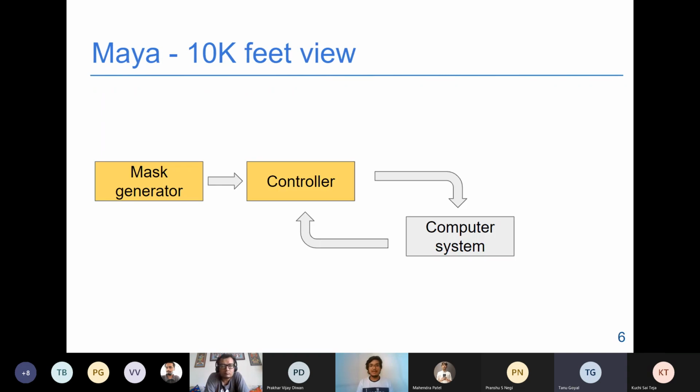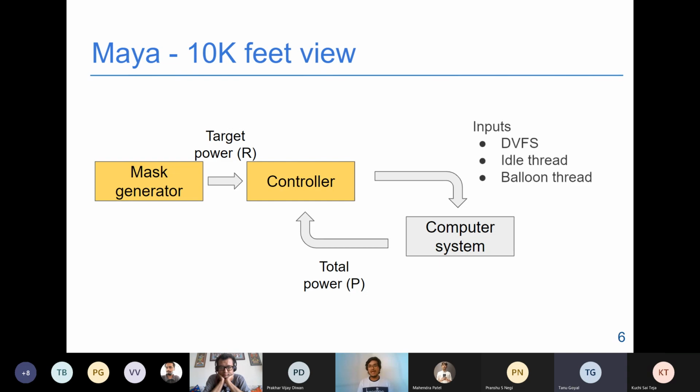Now let's jump in and understand what Maya is at a 10,000-foot view. Maya consists of two components: the mask generator and the controller. The task of the mask generator is to generate the target power R. This is the target power to which the controller tries to reshape the total power that is emitted by the computer system. The computer system is emitting total power P, and the controller is trying to reshape the total power P so that it is as close to the target power R as possible.